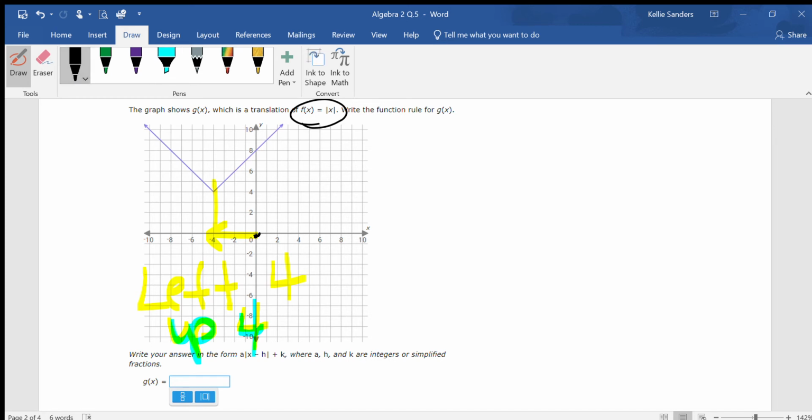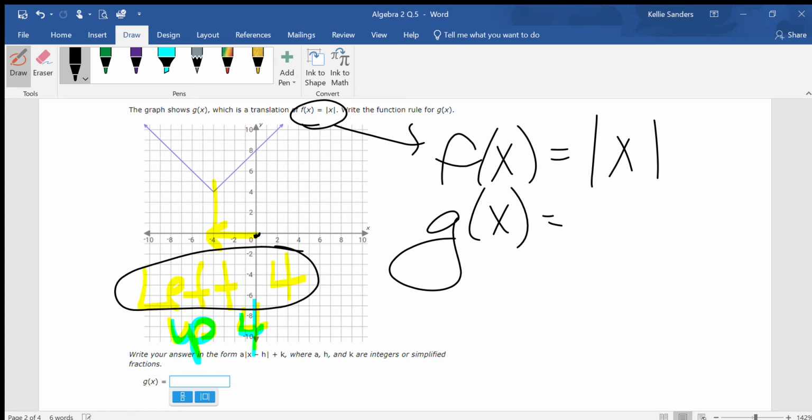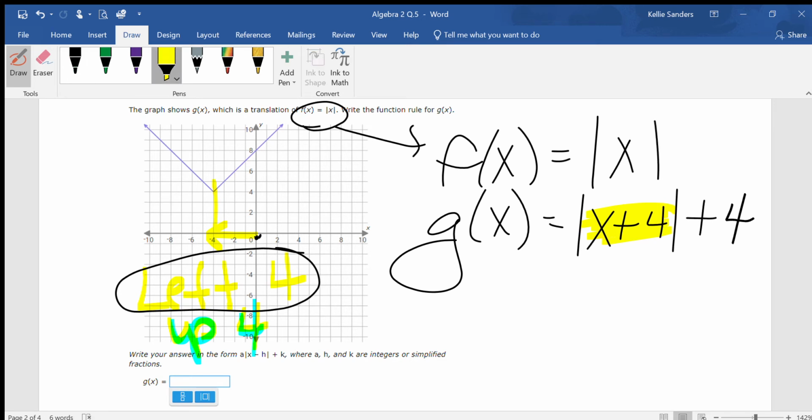Okay, so if f of x equals absolute value of x, because that's what that is right there, then g of x, the left 4 goes inside, but since it's left, we're actually going to do positive. Let me put that in yellow. That's that 4. Then up 4 is doing what it's supposed to do, and let me paint that blue. That's really supposed to be blue right there. Okay.